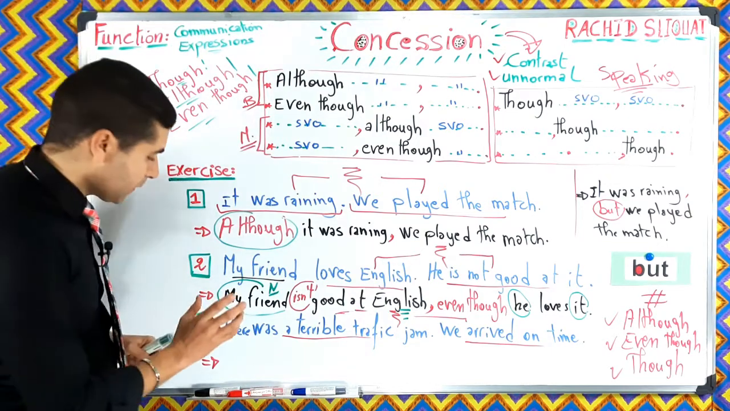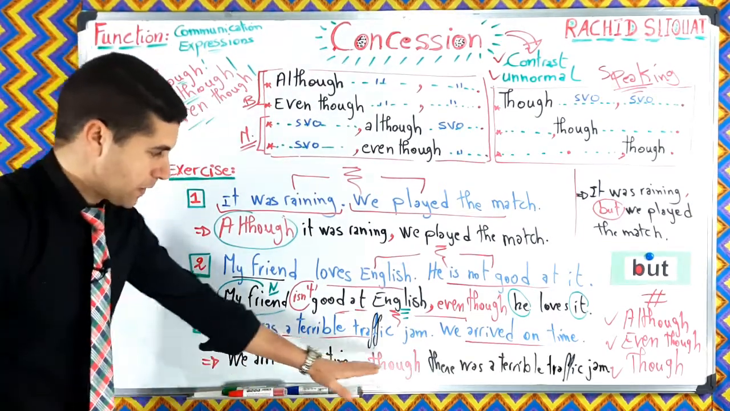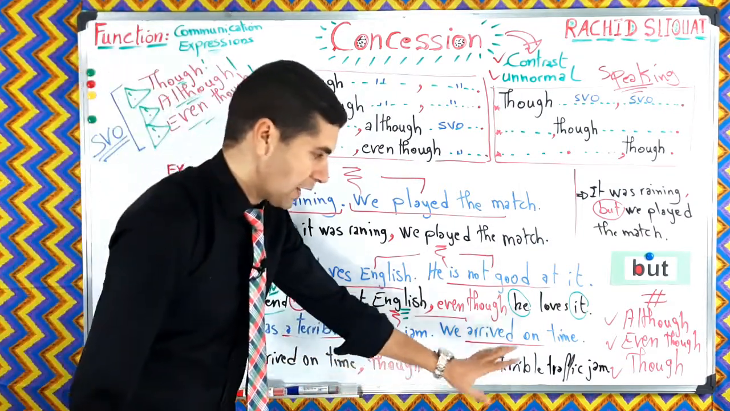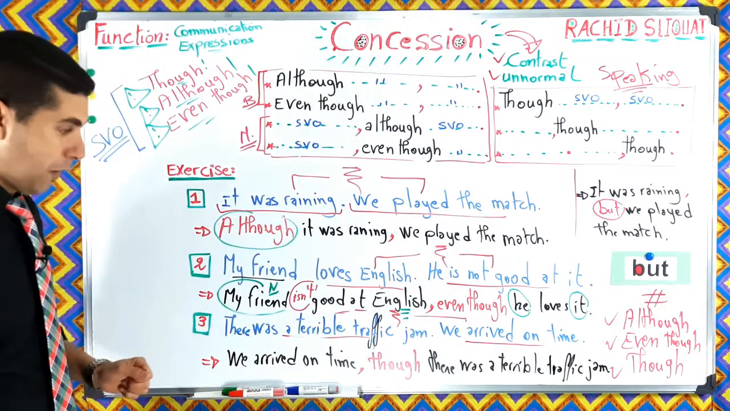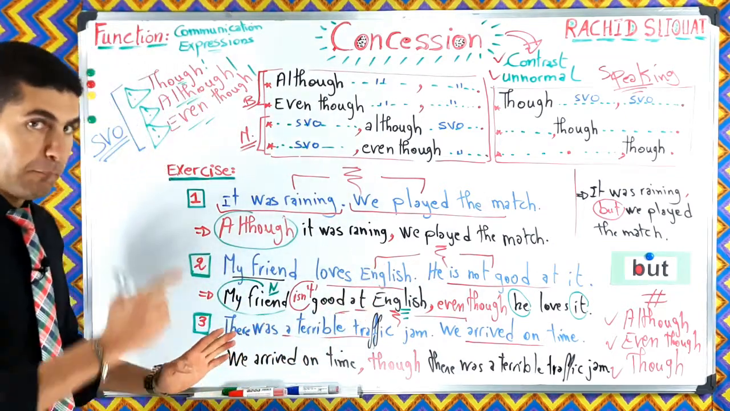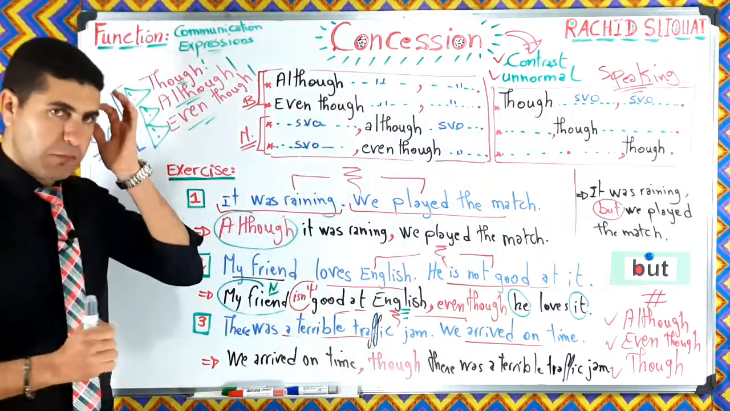All right, now let's see number three. So here, as you can see, we have though in the middle of the sentence. So we arrived on time, though there was a terrible traffic jam. We can also use it in the beginning, say, though there was a terrible traffic jam, comma, we arrived on time, okay?